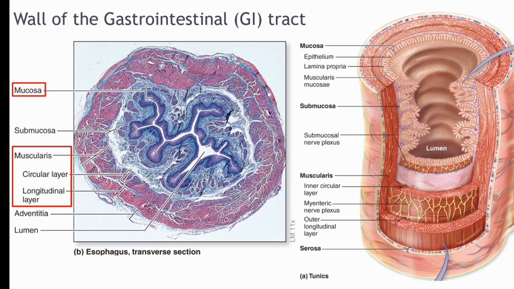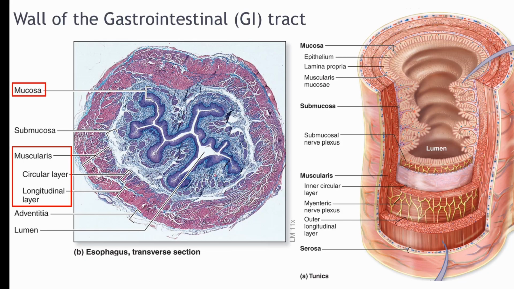So here's the wall of the GI tract. First, gross anatomically, the innermost part is the mucosa. A mucosa just refers to a moist epithelium, so if you see epithelium there, it's talking about the same thing. And then you have the underlying connective tissue, the lamina propria.